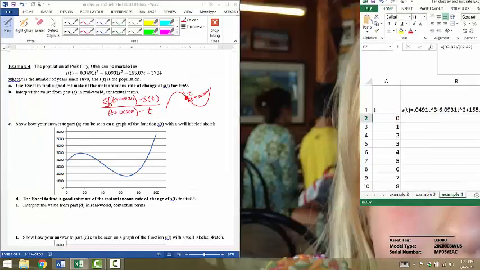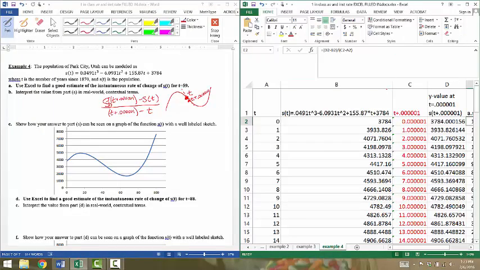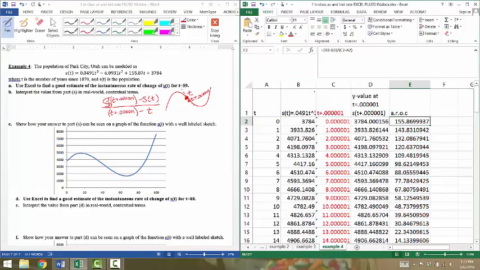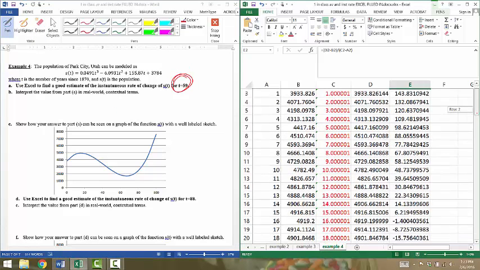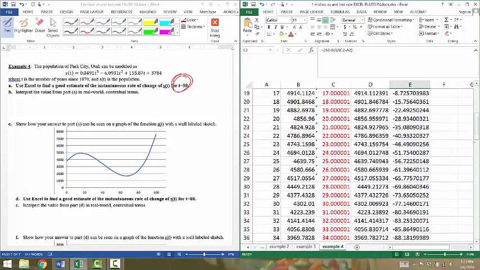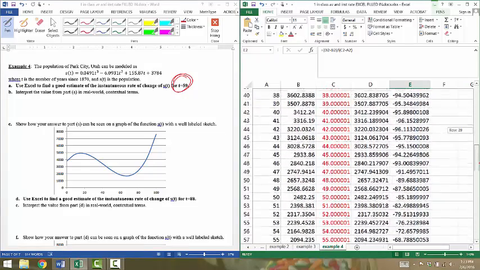So now that we've filled in that table for the entire set of x's from 0 to 100, I should be able to quickly answer these questions over here on the page. So it asks us here, first of all, in part A, estimate the instantaneous rate of change when t is 59. So I'm going to go down here to t equals 59 in my table.